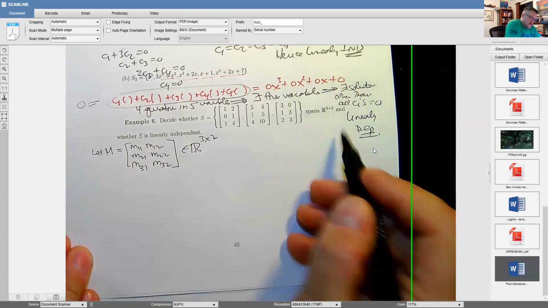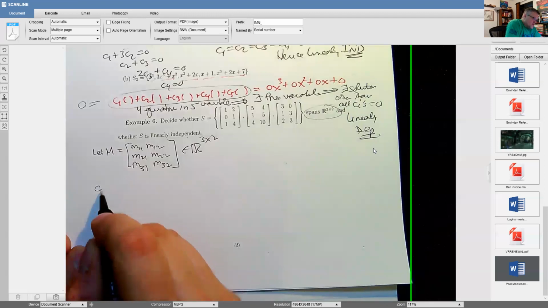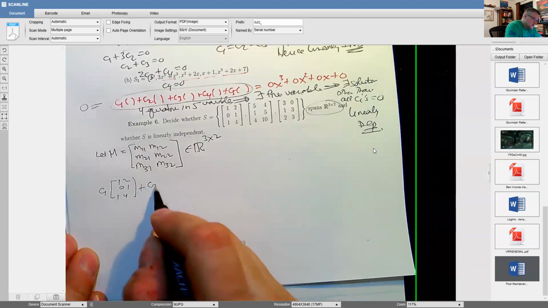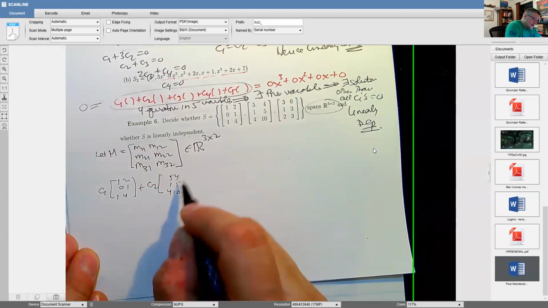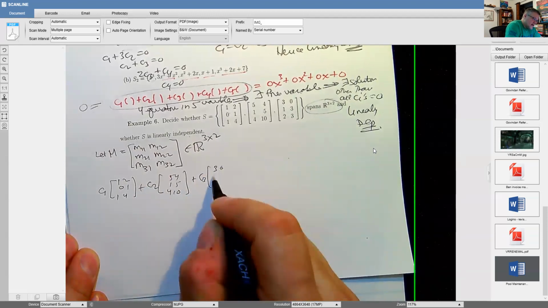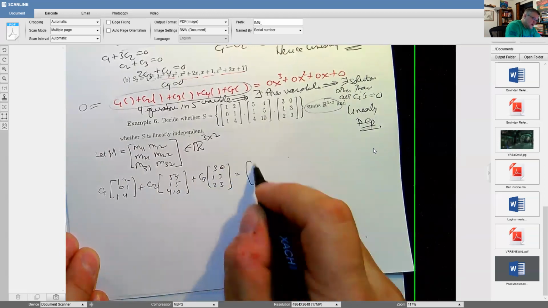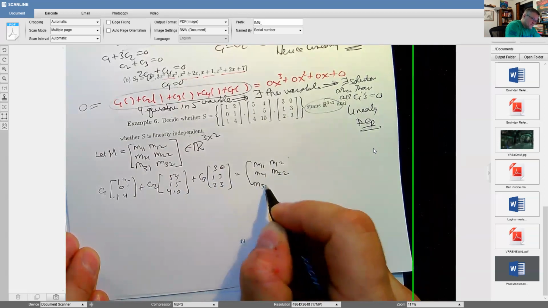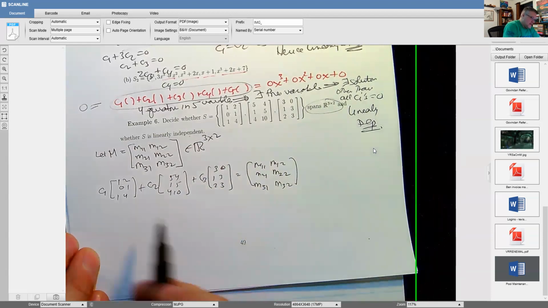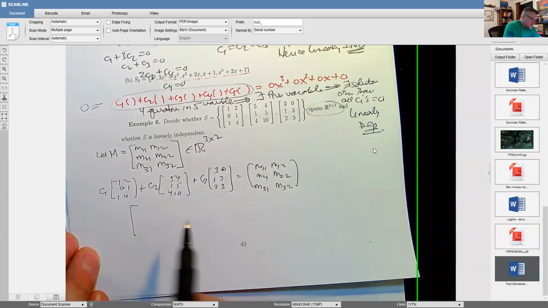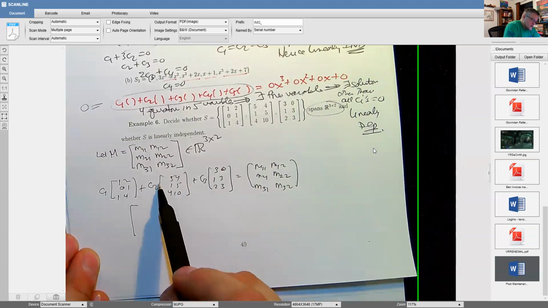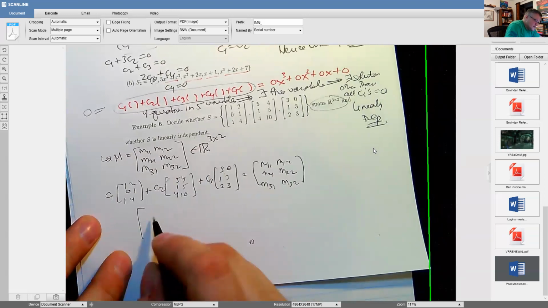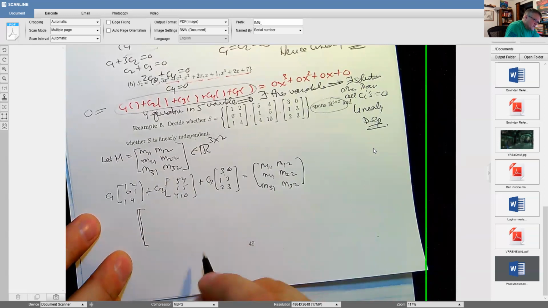To span the set of all 3x2 matrices, it means that I can multiply this one by C1, multiply this one by C2, and the last one by C3, and I should get this matrix. On the left, however, we can actually simplify that. If I multiply everything through by C1, C2, and C3, I'll let you follow through on this.